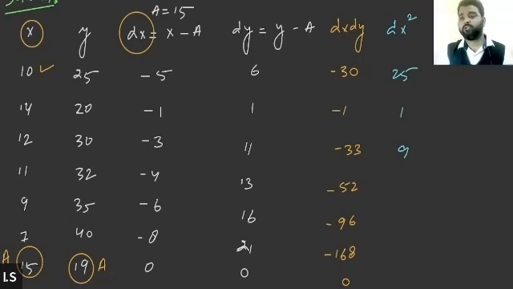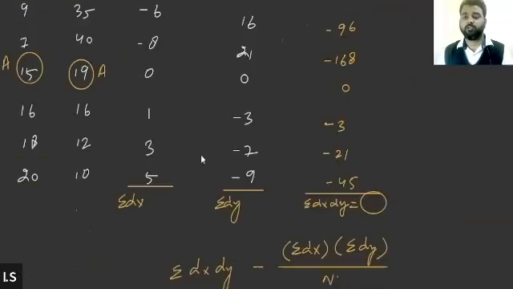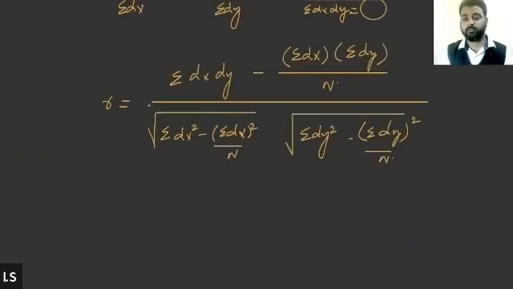And similarly, in the next segment, here we need sigma dx. So we already found out sigma dx, right? So we will simply put the value. Whatever the value we will get here, we will simply put it into the formula and square it, then divide it by the number of items.